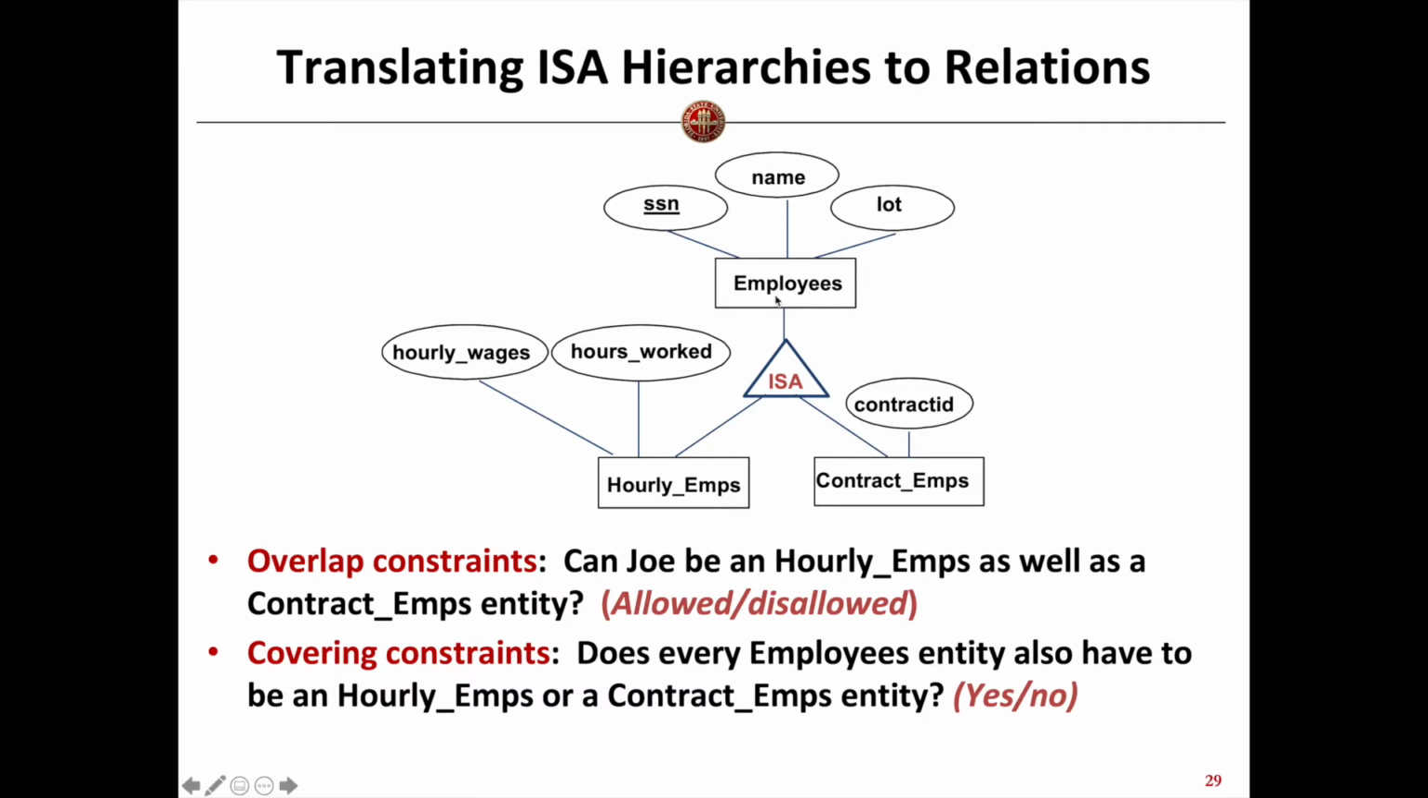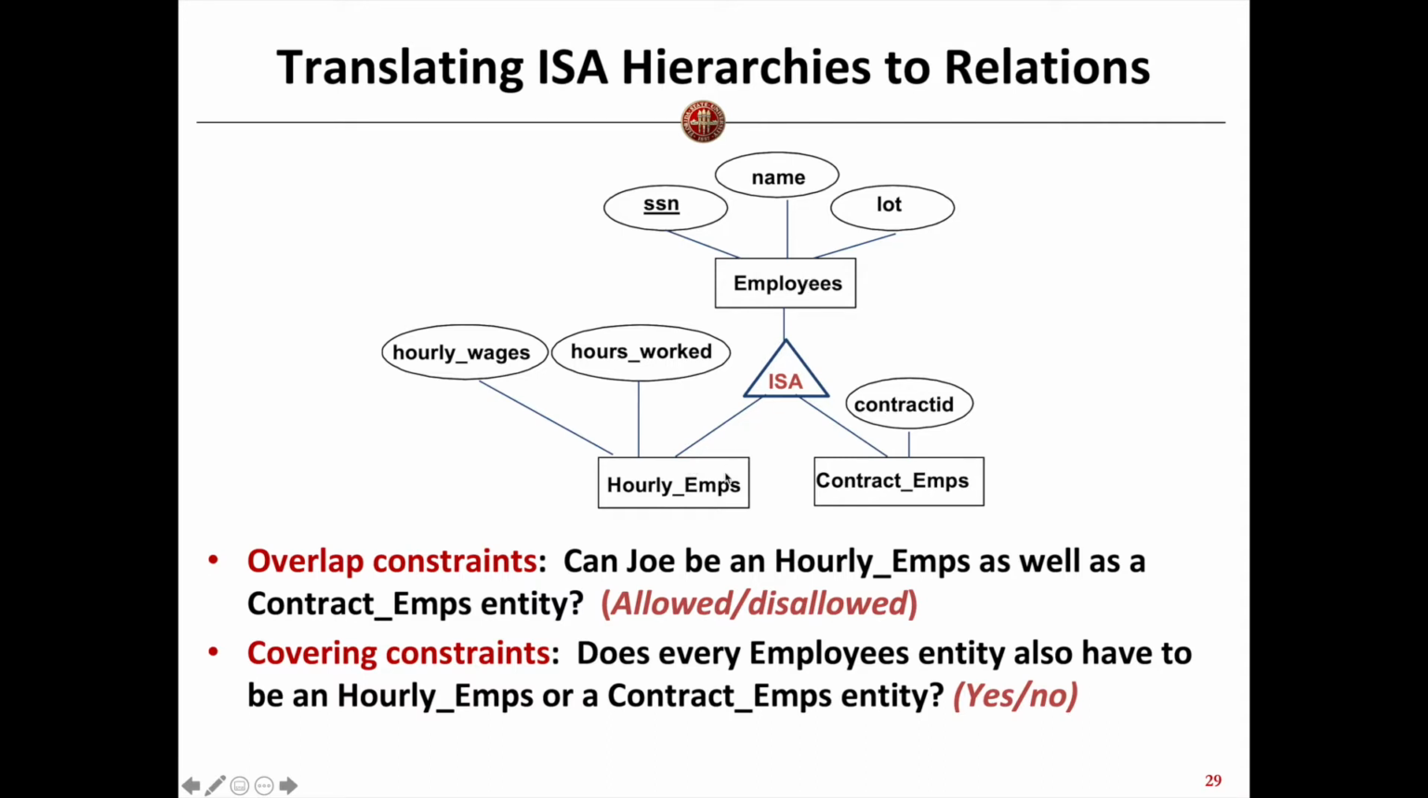Now, for the employee, we can have hourly employees. And for the hourly employee, it has two more attributes. The first one is hourly wage, the pay per hour for the employee, as well as hours worked by the employee. It is a subclass of the employees. We can see this, right?